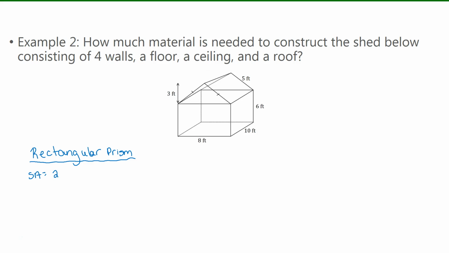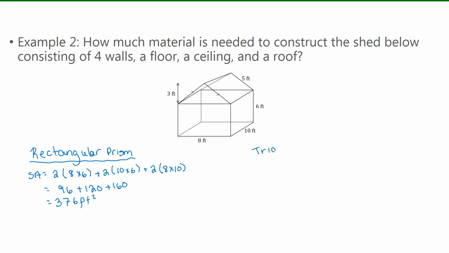So we have 2 times 8 times 6. Now for the sides, 2 times 10 times 6. And now for the floor and the ceiling, we would have 2 times 8 times 10. So we get 96 plus 120 plus 160 for a total of 376 feet squared.